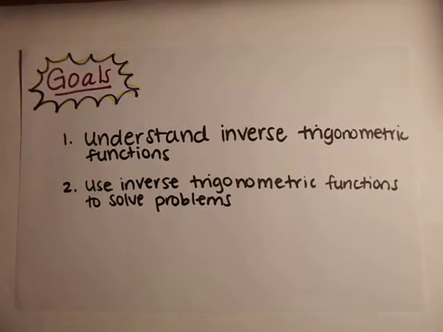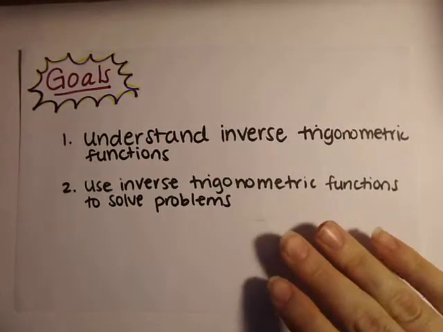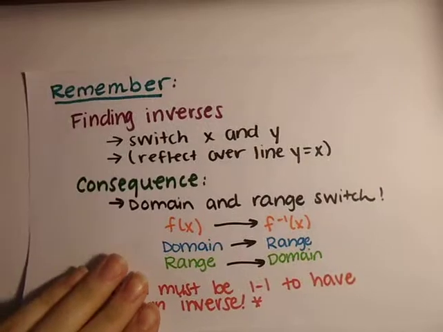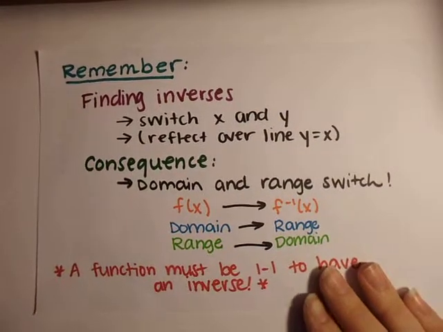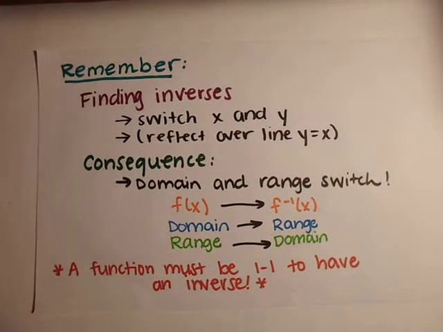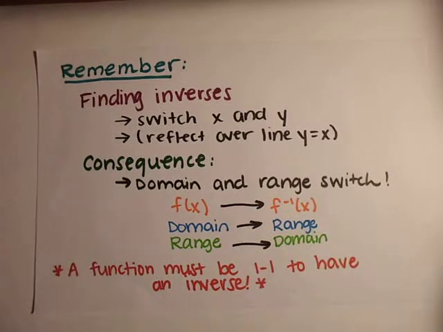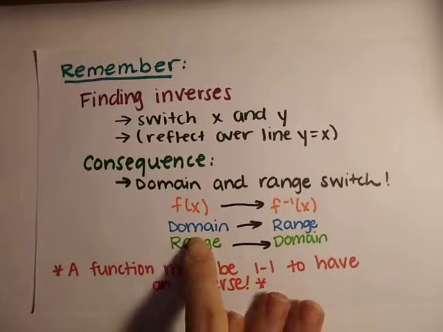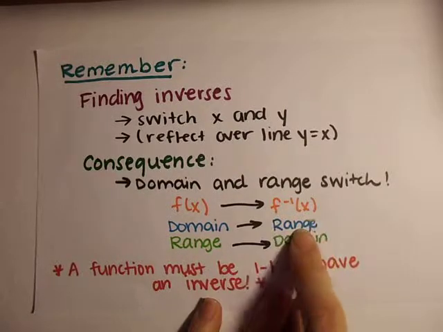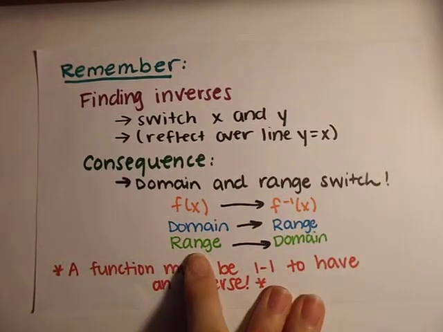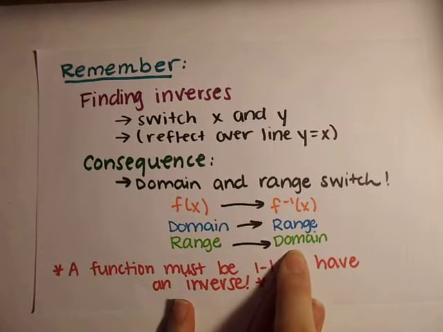Our goals for this lesson are to understand inverse trigonometric functions and use them to solve problems. First, we have to look back to see how we found inverses. To find our inverses, remember we switched x and y, which was essentially reflecting the function over the line y equals x. As a consequence, your domain and your range switch. So the domain of f of x becomes the range of its inverse, and the range of f of x becomes the domain of its inverse.